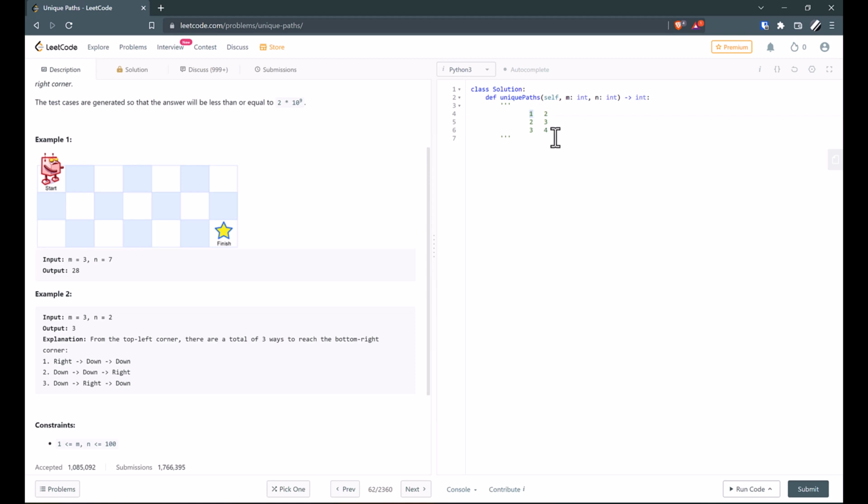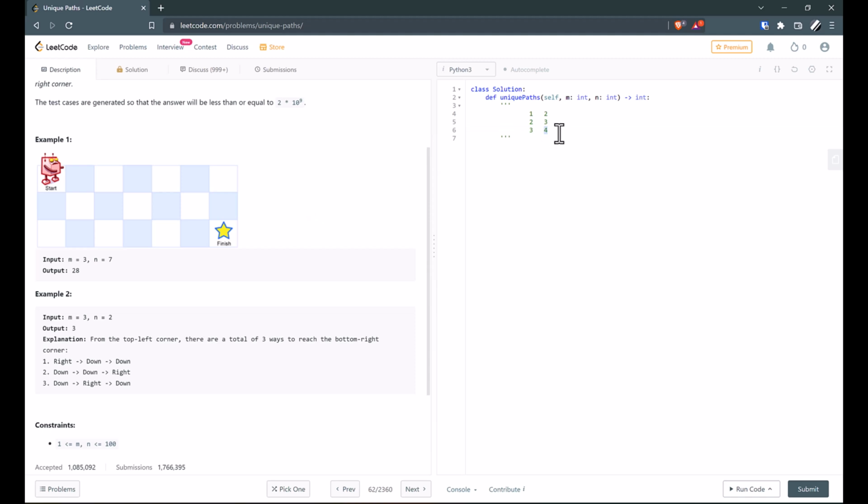So starting from 1 to reach 4, we have 3 different options: right, down, down. So first we move to 2, then 3, then 4. There's another one, 1 to 2, 2 to 3, 3 to 4. That is down, down, right. And the third one is down, right, down. So those are the 3 possible unique paths to reach from 1 to 4.